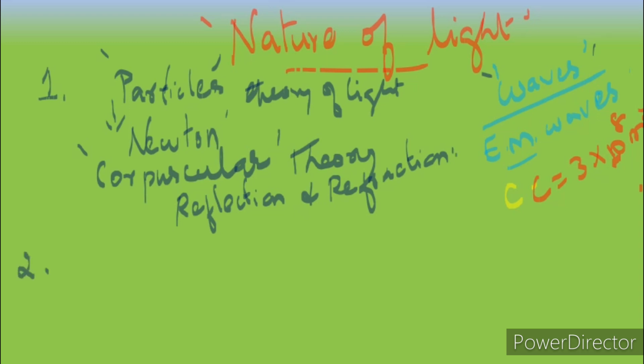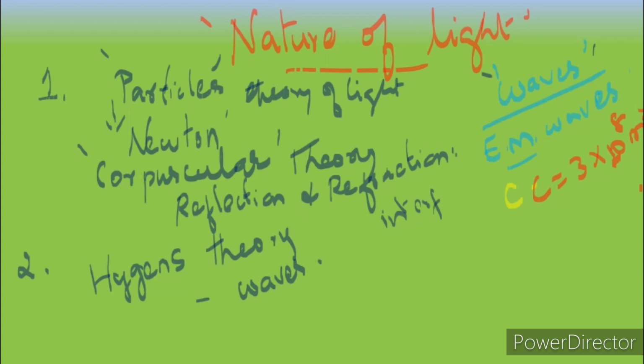The next theory after Newton's corpuscular theory is Huygens' theory. Christiaan Huygens proposed a theory. He says that light is not composed of particles; it is in the form of waves, because Newton's corpuscular theory could not explain properties like interference and diffraction of light. As you learn about reflection and refraction, there are some other properties of light which you call interference of light and diffraction of light.